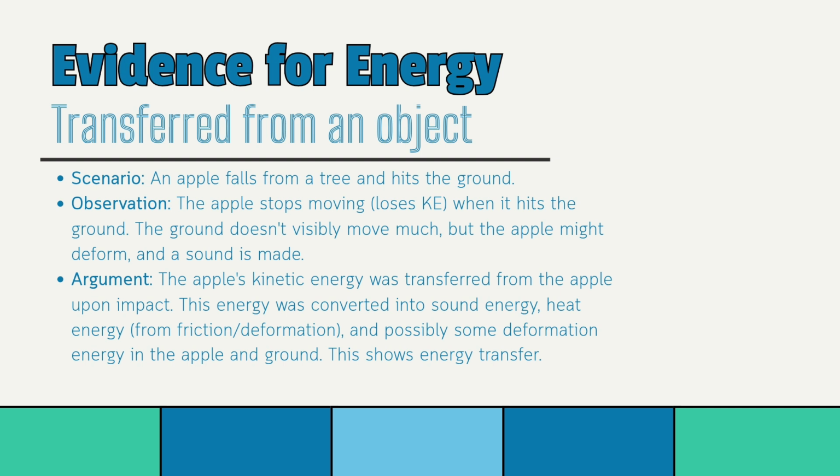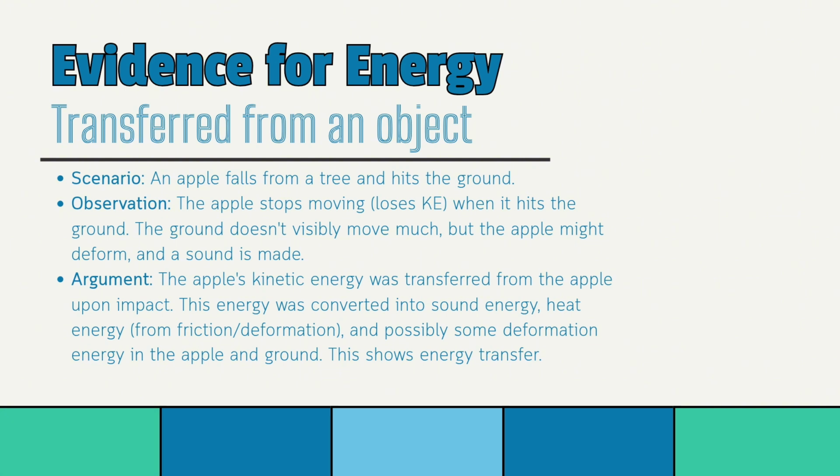That energy transfers from the apple. Some energy becomes sound energy. Some becomes heat energy due to friction and deformation. Some energy causes the apple or the ground to slightly deform. Even though the ground does not move visibly, energy transfer still happens. This proves that energy always transfers or changes form.